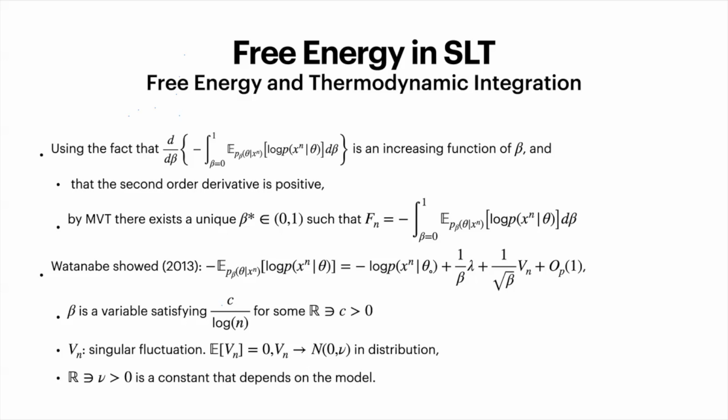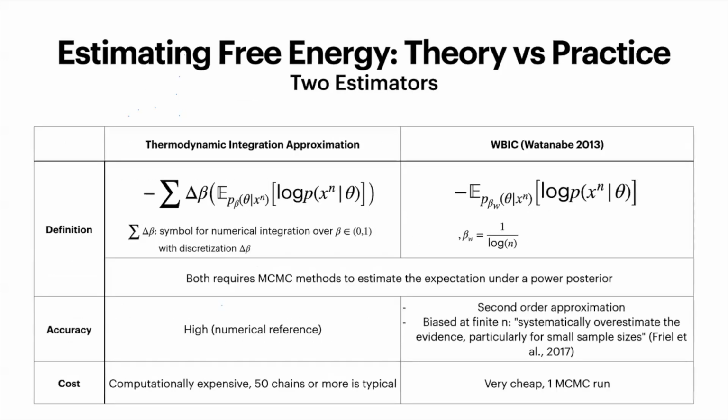Now, for this term to agree with the free energy, we need the inverse temperature to be set to C over log n, and C is chosen to be 1, which is why WBIC uses the asymptotic temperature. This gives us two approximation regimes. There is the tried and true statistical machinery: just use thermodynamic integration and throw more machines at the problem.